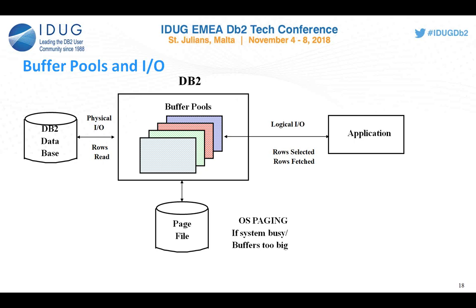But if you make your buffer pools too big and you affect the OS, you can have activity going to the page file. So essentially, you'd read your data in from this disk and put the data out on this disk. And that's bad. I don't see paging go on very much, but every now and then when you're starting with a new customer, it doesn't hurt to look and understand that.